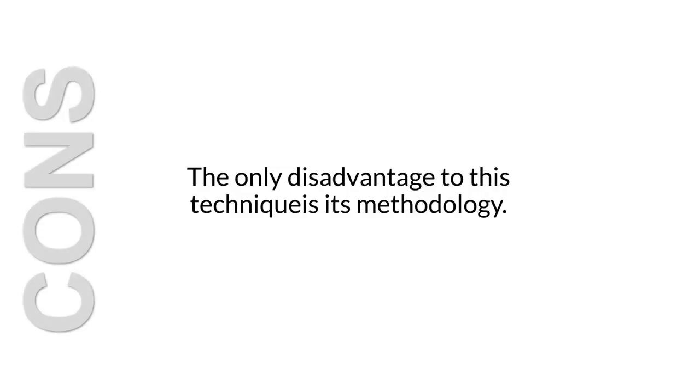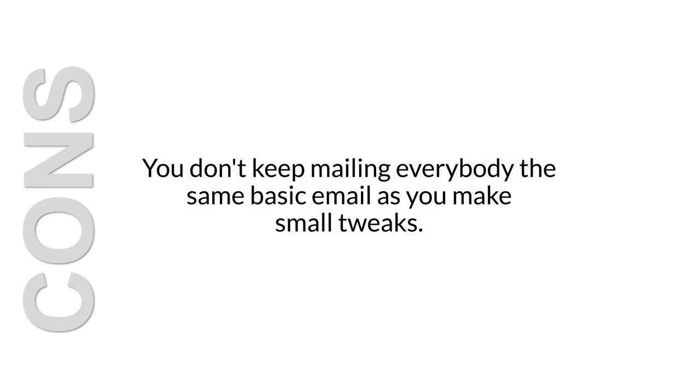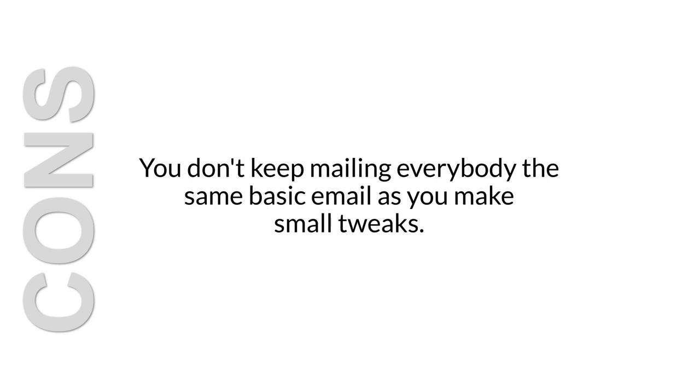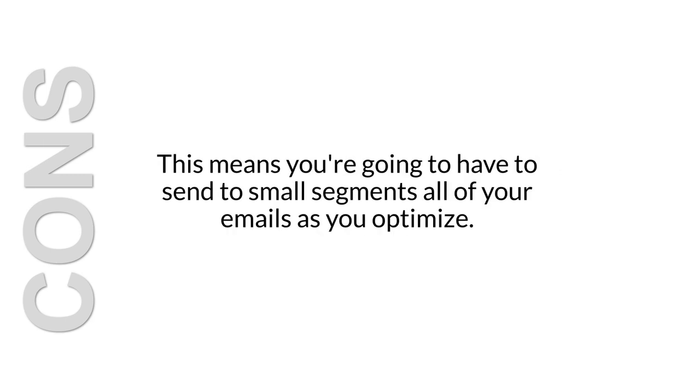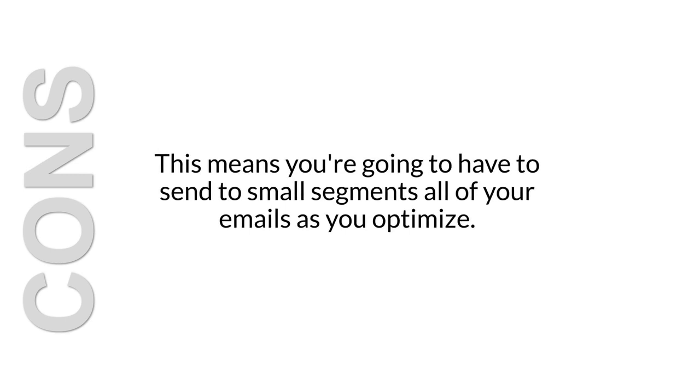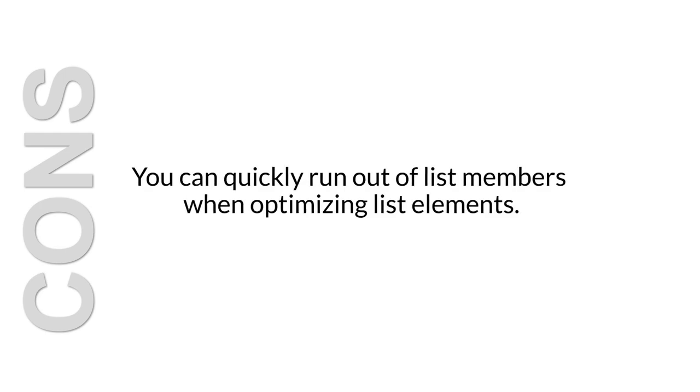Disadvantage. The only disadvantage to this technique is its methodology. Remember, when you send out a variation of an email to a subsegment of your mailing list, you only send it to that subsegment once. You don't keep mailing everybody the same basic email as you make small tweaks. That's going to kill your mailing list. People are going to get annoyed and unsubscribe, or worse yet, stop reading your emails. This means you're going to have to send to small segments all of your emails as you optimize. This can be a serious problem because if your list is fairly small, you can quickly run out of list members when optimizing list elements. This drags out your timeline for optimization.